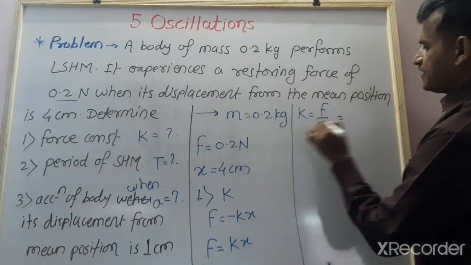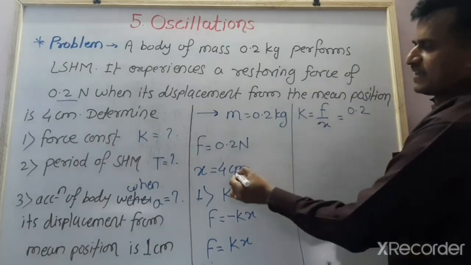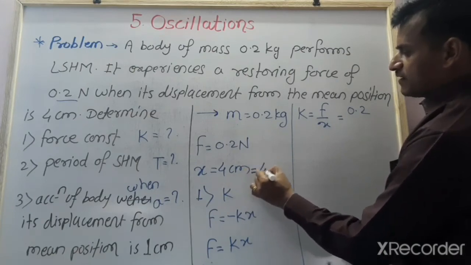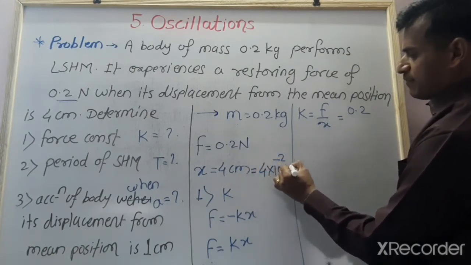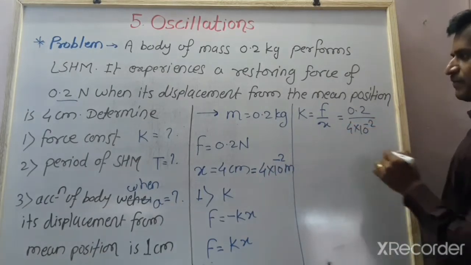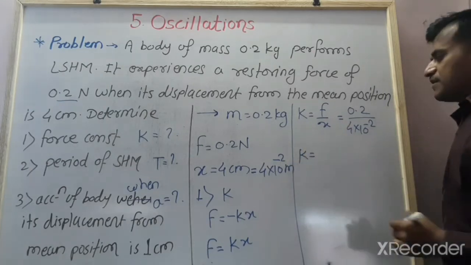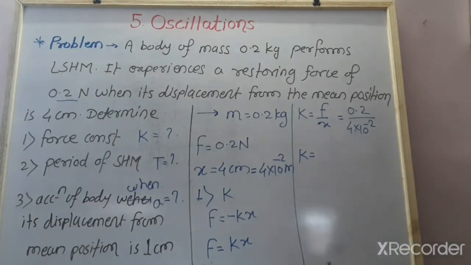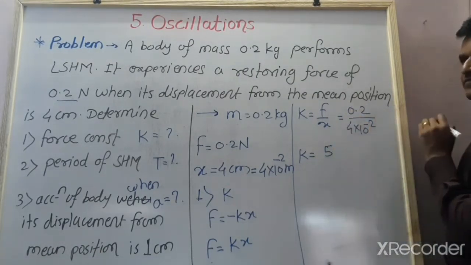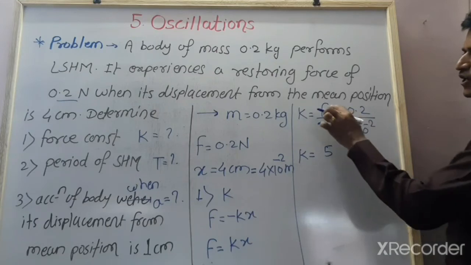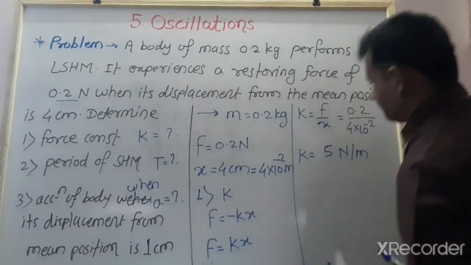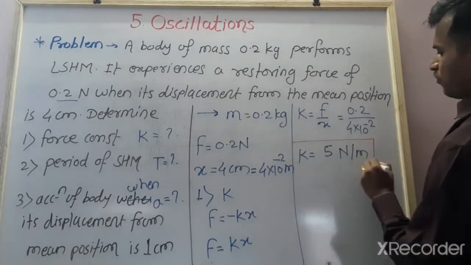What is F? F is 0.2 and x is 4 centimeter. Now convert it into meter. 4 into 10 raised to minus 2 meter. आपण ते मीटर मध्ये करून घेऊ. Divided by 4 into 10 raised to minus 2 meter. Then the force constant value is 5, and the unit is Newton per meter. This is our first answer, the force constant.